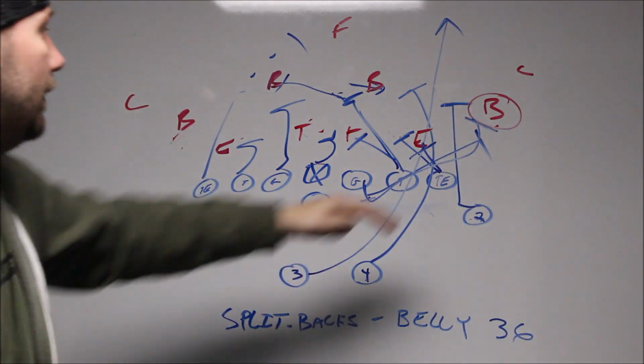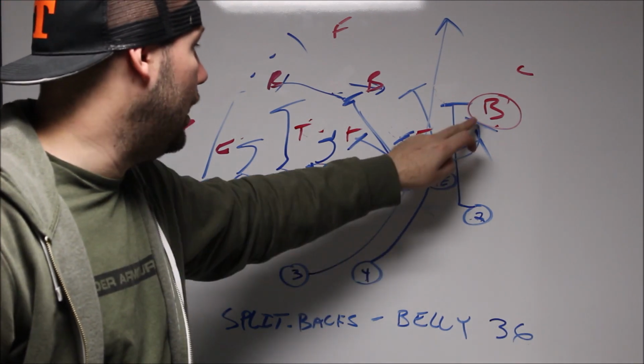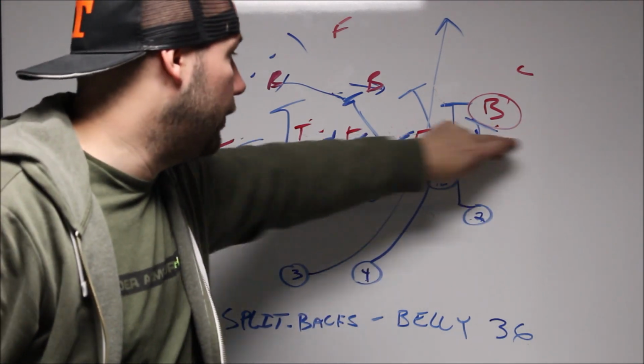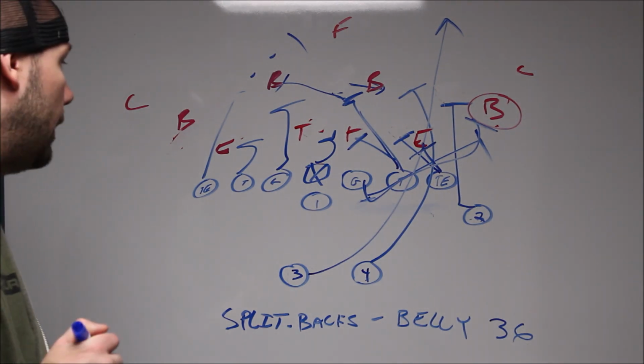So if the edge defender isn't on the line of scrimmage and he's off the ball, make sure you tell your guard to pull, climb, and if there's no one to kick out on the first level, continue on to the next linebacker. So that's just a little coaching point.